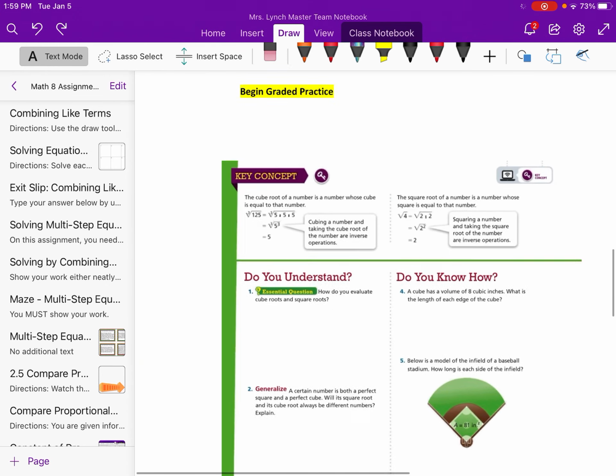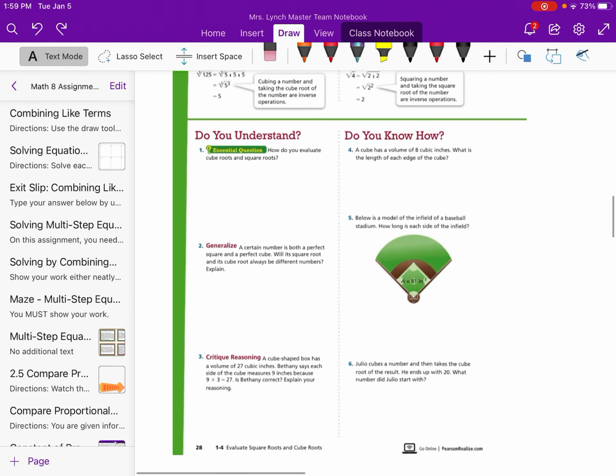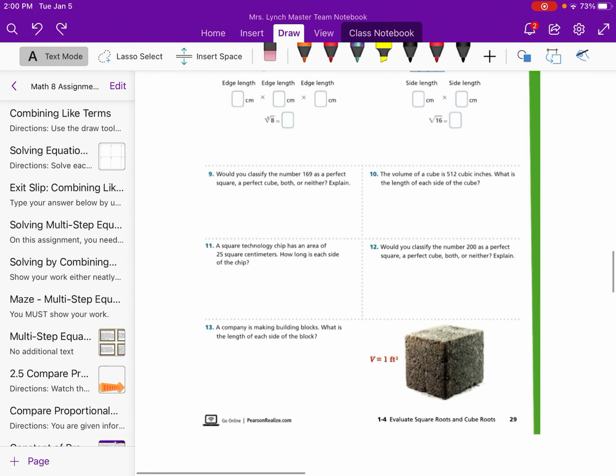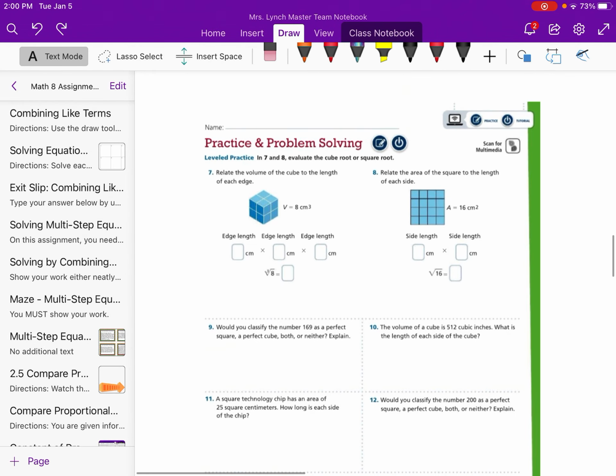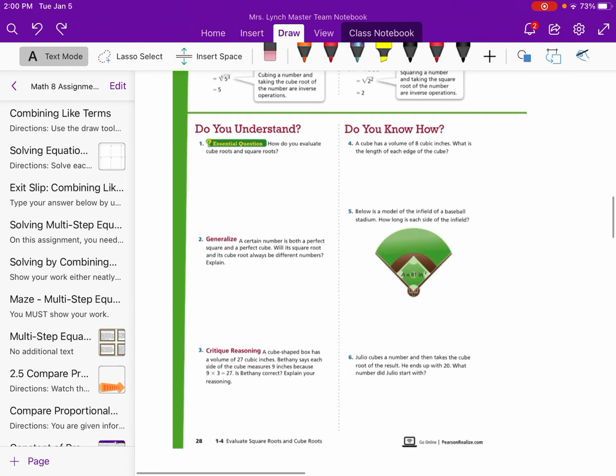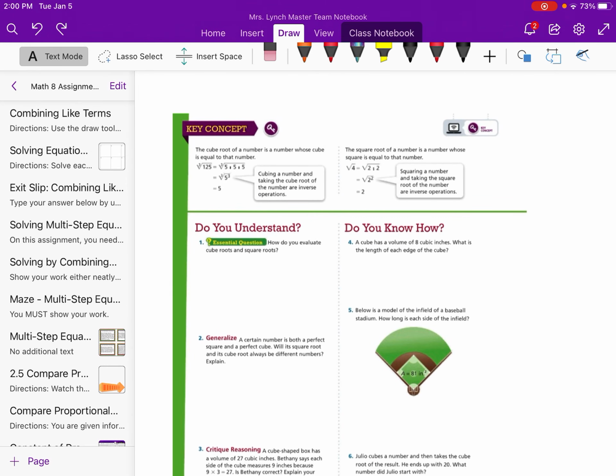And then right underneath is where you're going to do your practice problems. So here's all your practice. Just front and back sheet is what it would normally be. And you can write on those or type if you need to.